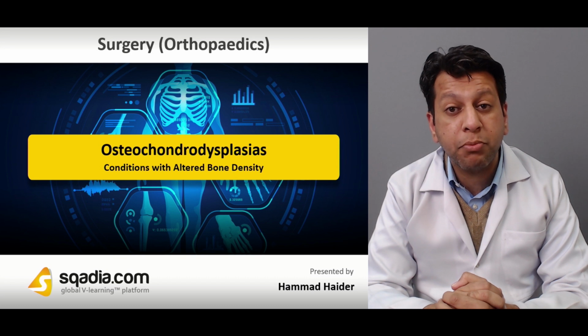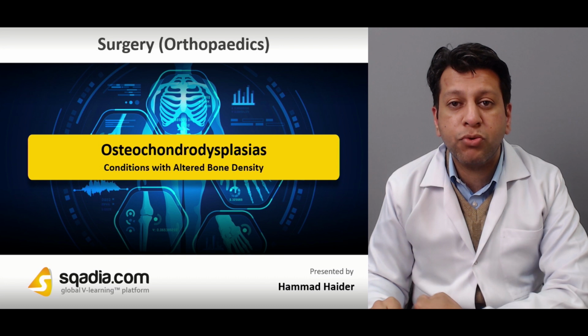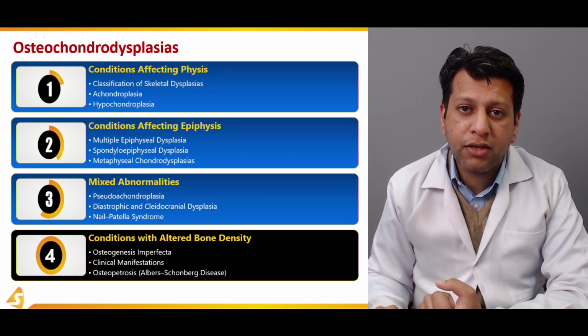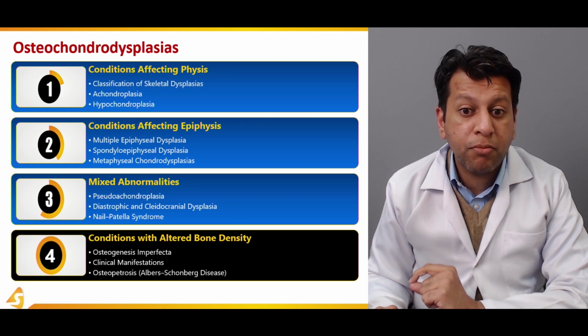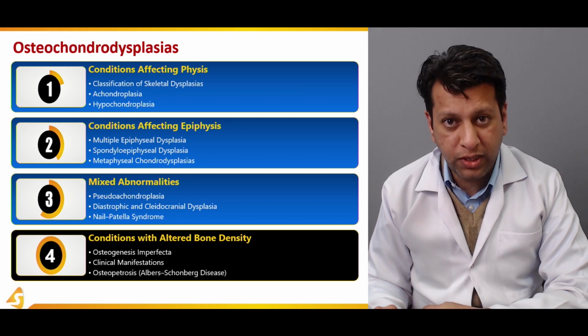osteopetrosis. One is called brittle bone disease or osteogenesis imperfecta. Second is called osteopetrosis or marble bone disease. Now, these two diseases actually do not affect primarily any region, but the problem is with the altered bone density, that they are either too strong or too weak.